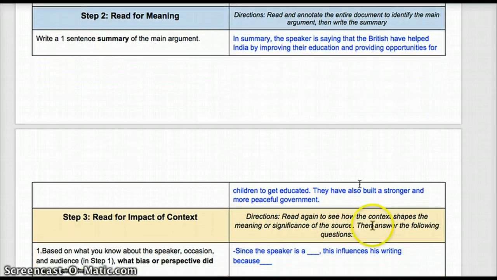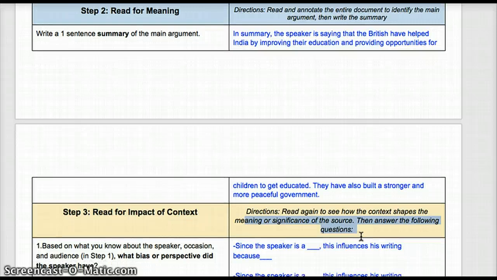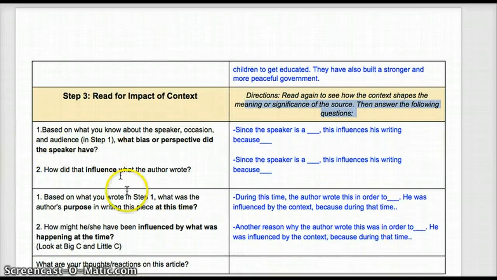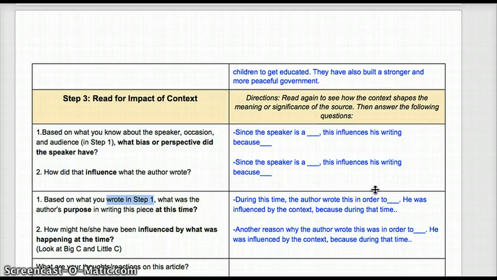So now, this is the most important part. Read again to see how the context shapes the meaning or significance of the source. Here's the part where we're trying to find the bias, the perspective, and to see what was happening during that time that we wrote in step 1 that could influence his writing. We actually already kind of did this, but let's think again. Based on what you know about the speaker, what bias or perspective did they have?